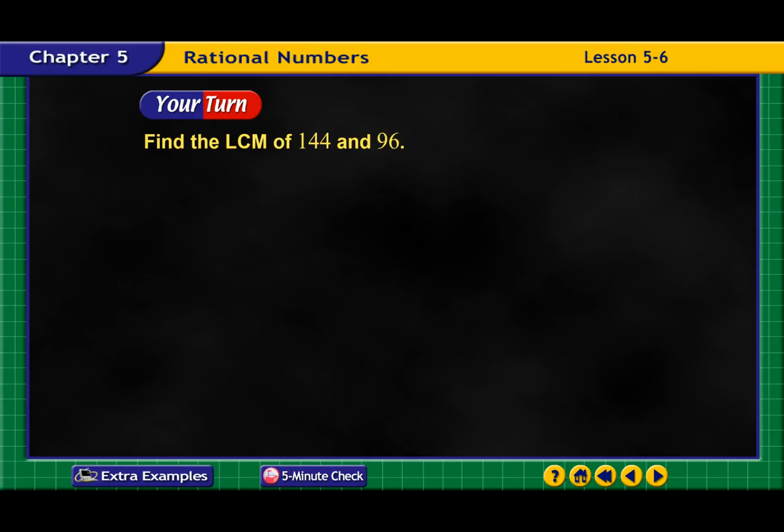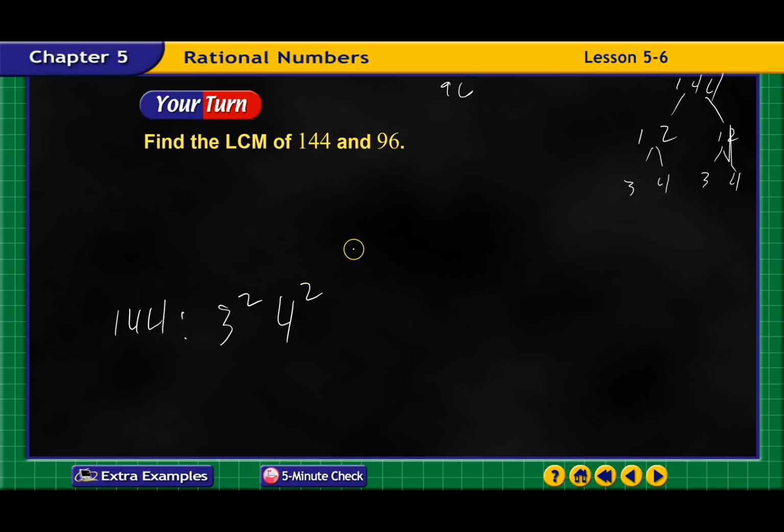Okay, so I'm going to prime factor the two things out. So I'm going to go 96 and 144. 144 is going to be 12 times 12, and those are going to be 3 and 4. So I can say 144 is going to be 3 squared and 4 squared.